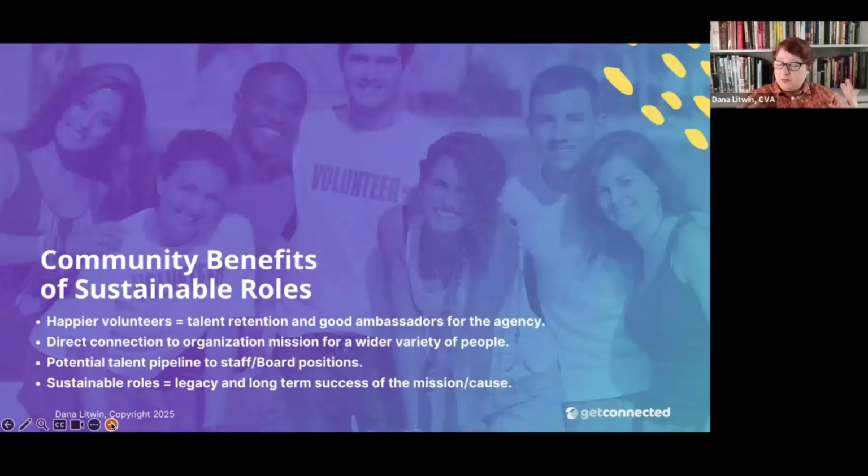Happier volunteers, maybe with the 3 C's, automatically are people who stick around, and they're great ambassadors for the agency. The best advertising you can have for volunteer recruitment is a volunteer having a great experience and talking about it in the community. Word of mouth is still the top recruitment channel we can get. We want people to understand that there's a direct connection to the organization mission for a wider variety of people.